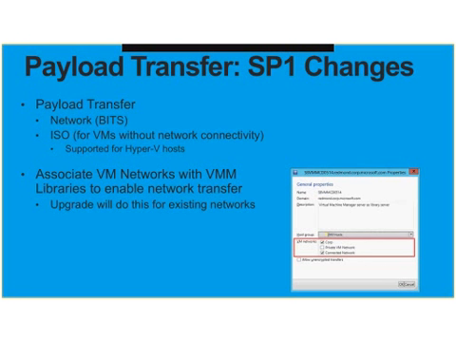For payload transfers in SP1, we use BITS like any other component. You can use ISOs for VMs without connectivity to install what you require. If you have VM networks that are isolated, you will need to go to the library and specify the networks that the library server can transfer to, so it allows you to transfer. Otherwise, the installation will fail.